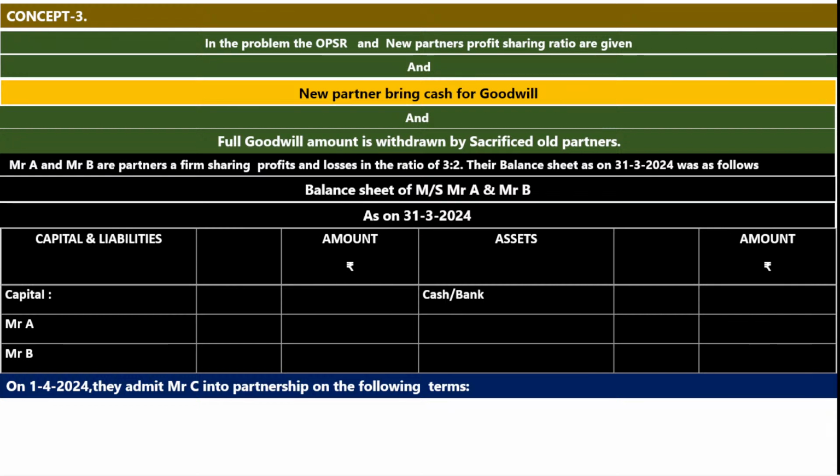On 1/4/2024, they admit Mr. C into the partnership on the following terms. This question is relating to admission of a partner. Who is the new partner? Mr. C. The date on which the new partner is admitted into the partnership firm is 1/4/2024.